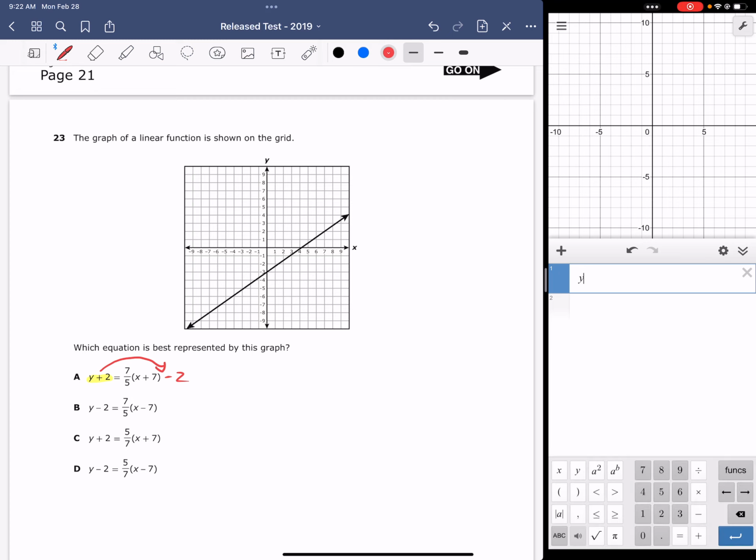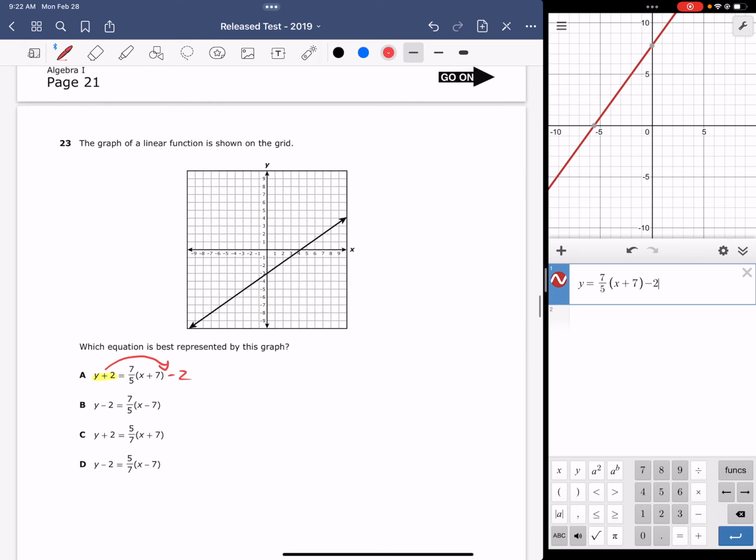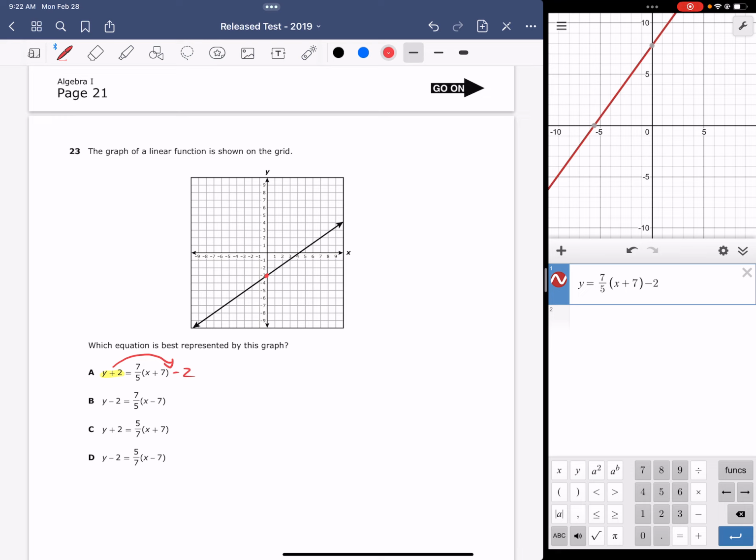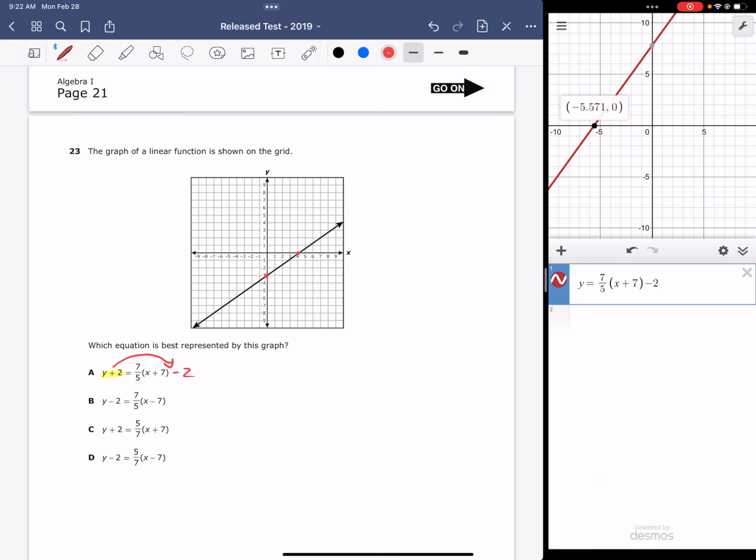We type in y is equal to 7 divided by 5, open parentheses x plus 7, make sure to close your parentheses, and type in minus 2. What you'll notice is that this is not the same graph as the one given in the problem. Notice that in the problem, we have a y-intercept of -3 and an x-intercept of about 4. This graph does not have either of those 2 points, and therefore I feel very confident that it is not the correct answer. Now I will go to letter B.